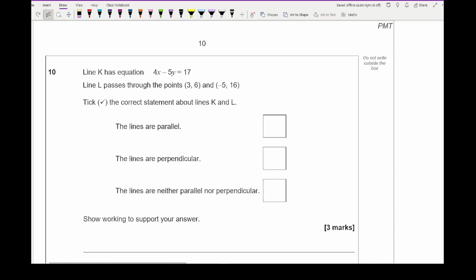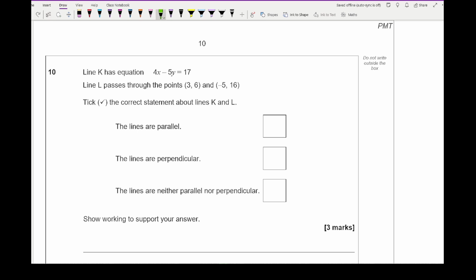Moving on to question 10, it says the line K has the equation of 4x minus 5y equals 17, and the line L passes through the points (3, 6) and (minus 5, 16). Tick the correct statement about lines K and L, and it says the lines are parallel, the lines are perpendicular, or the lines are neither parallel nor perpendicular. We need to show some working out as well.